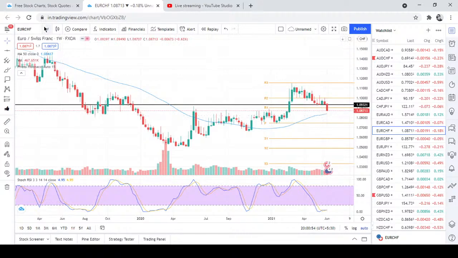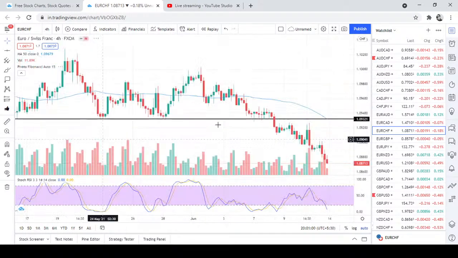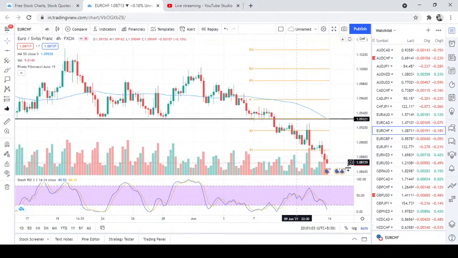So what should be the strategy on Euro CHF? Seeing this red candle and this particular portion here, we must forget about this. This portion is no longer required for us. Whatever happened to the market previously is no longer required, and right now we just need to look ahead.